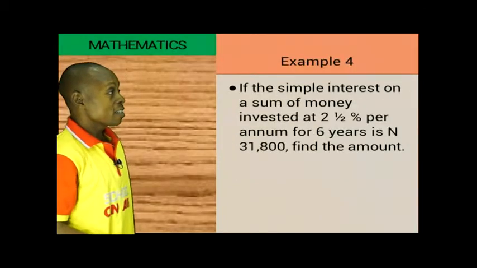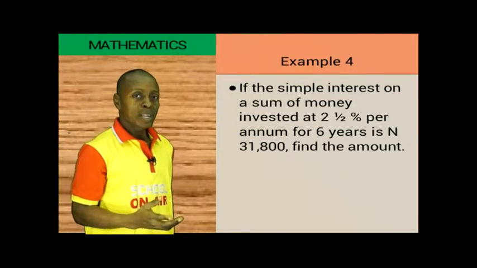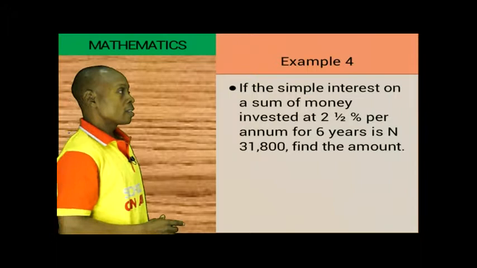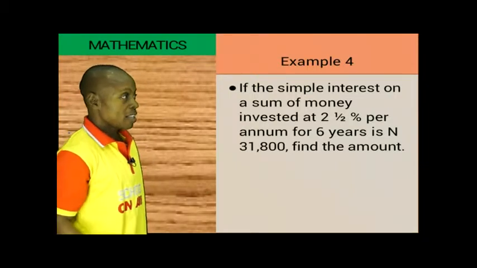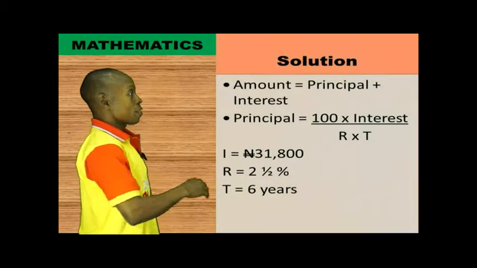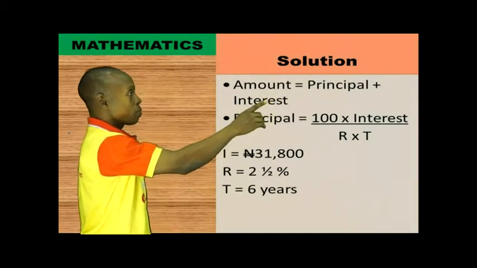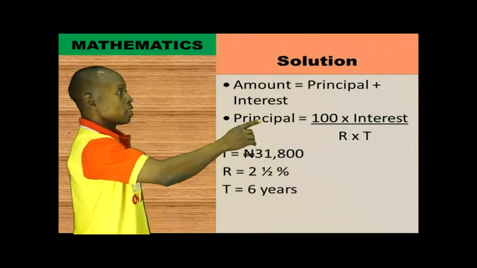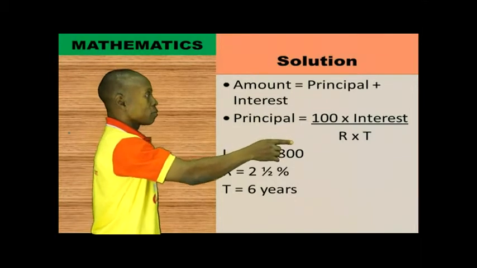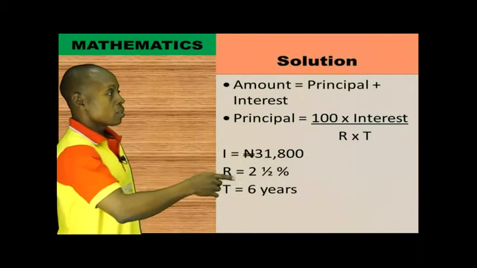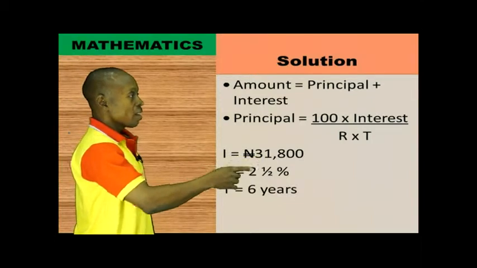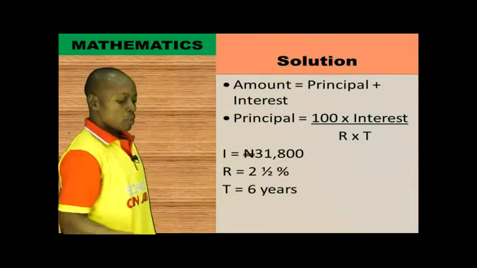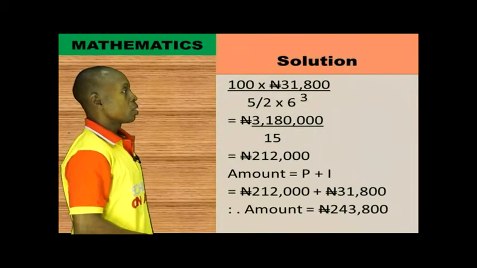So in the last example, which is example 4, we are asked to find the amount, and I told you to get the amount, the amount is equal to principal plus interest. Don't forget. And we inserted the values given in the question. After writing out the formula amount equals principal plus interest, and we said principal is equal to 100 multiplied by interest all over rate times time, and we write out our values. The interest 31,800 naira, rate 2.5%, and time 6 years. I will slot in the values into the formula.